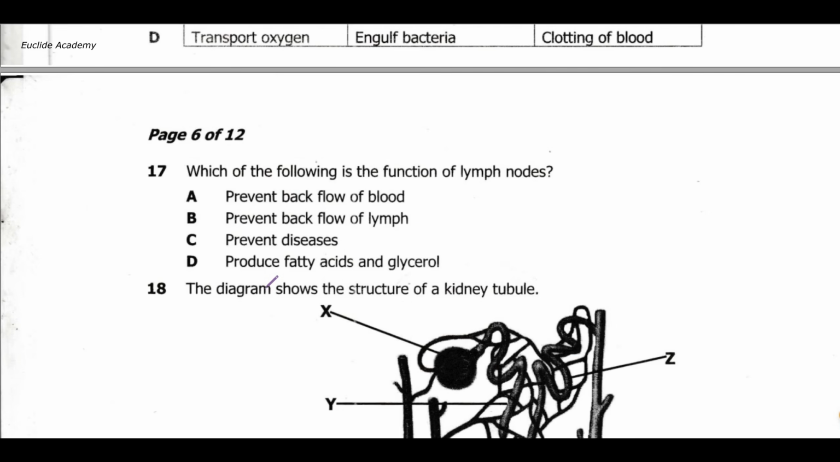We dive into 17. Which of the following is the function of lymph nodes? So lymph nodes produce white blood cells. So the one which would qualify is that they prevent diseases, which is C.